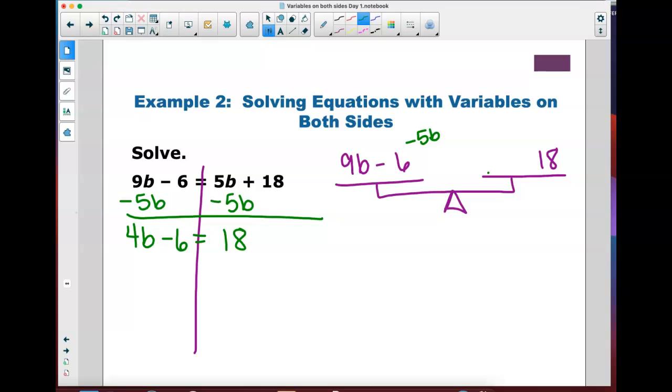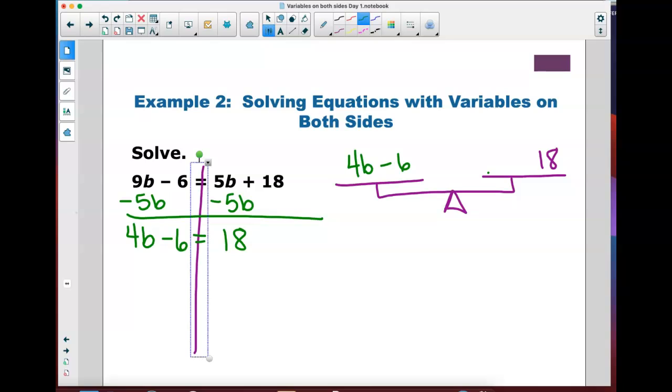Does everybody agree with that? Now it's just a two-step equation. Okay, I could put this as 4b minus 6. Well, ultimately, our goal is to get the variable by itself. Isolate the variable. So now we've got the variables on one side.